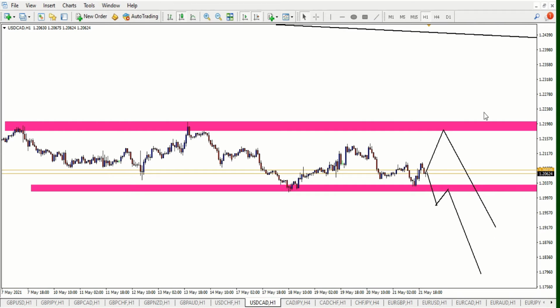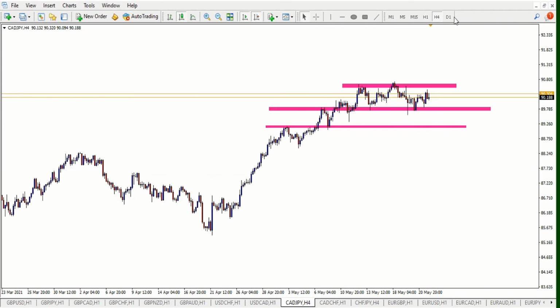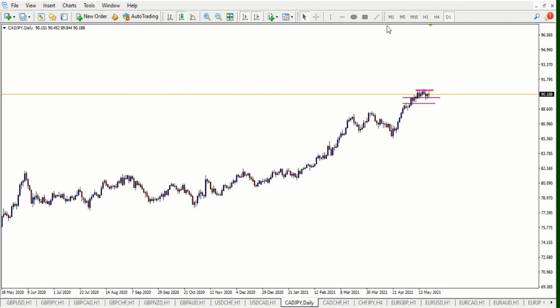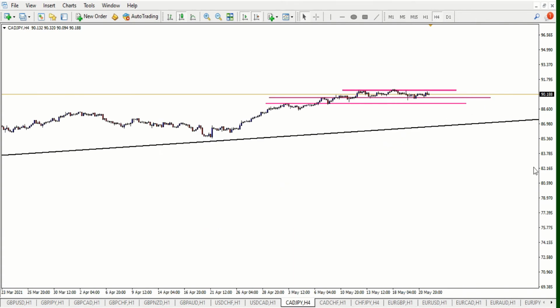Alright, next pair is the CHF JPY. This is the inverse of the USD CAD. We can see that we have been on an uptrend. Okay, the market is making higher highs and higher lows. So let's come to our 4-hour.